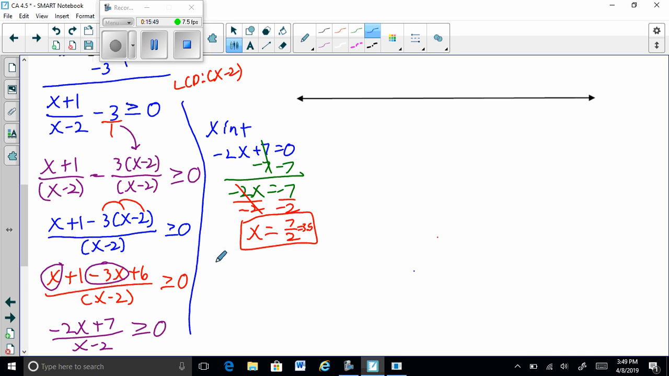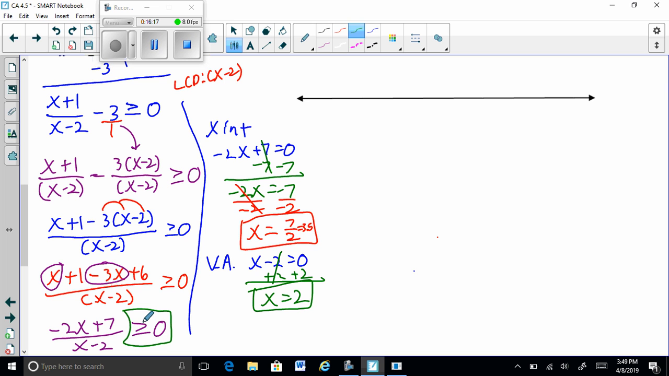Then the vertical asymptote, you take the denominator and set that equal to 0 and solve, and that's not too bad. Go ahead and add 2. So x equals 2. Now the vertical asymptote definitely cannot be included. The x-intercept is up for debate. It depends on your inequality sign. Since your expression can equal 0, we want to know when it's greater than, but also equal to 0, and so that x-intercept makes it equal 0, so that's actually okay.